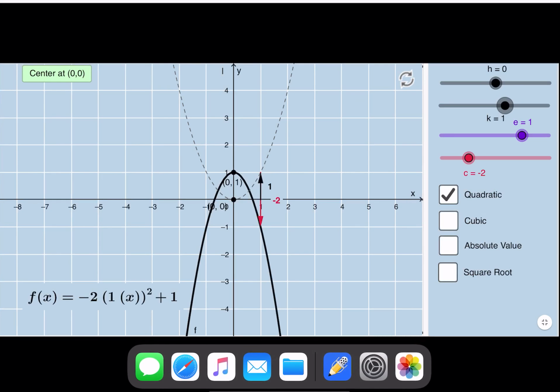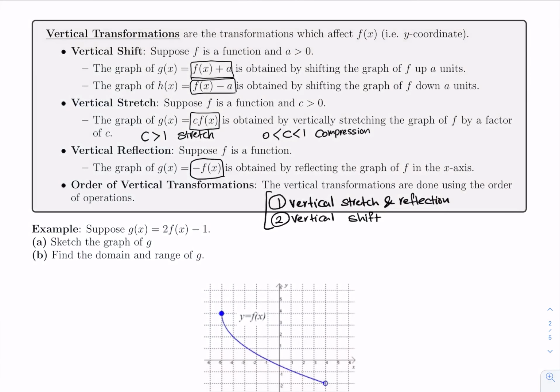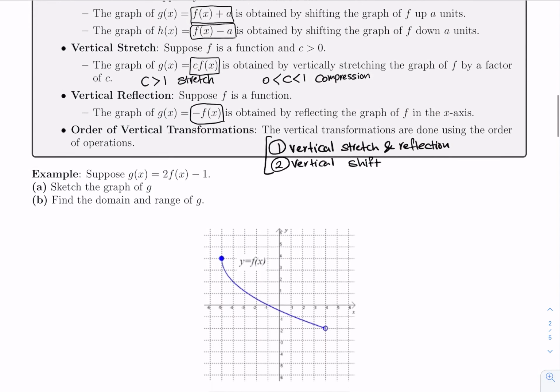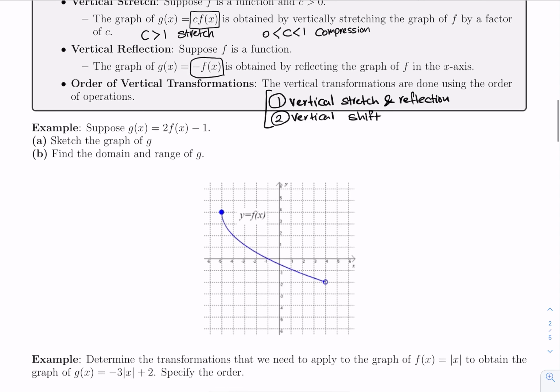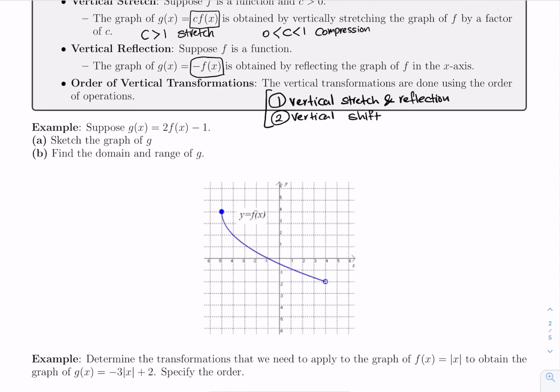Let's go back to our notes. Let's do an example together. The graph of f of x is given. We would like to sketch the graph of g. G is defined as 2 times f of x minus 1. So 2 times f of x minus 1.